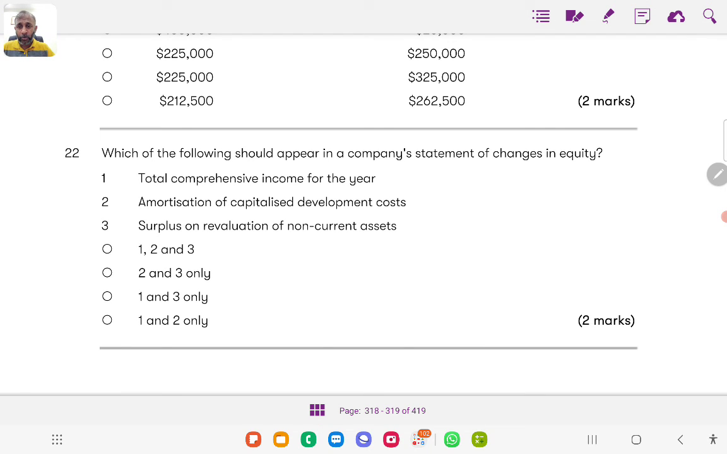Then the second one, amortization of capitalized development cost. This will not come. So answer number 2 cannot be an answer. If answer number 2 cannot be an answer, first option gone, second option gone, and the last option gone. So the answer should be the third option, which is 1 and 3. The third one, surplus on revaluation of non-current asset, obviously that also should appear as part of the statement of changes in equity. So the answer is the third option, which is 1 and 3.